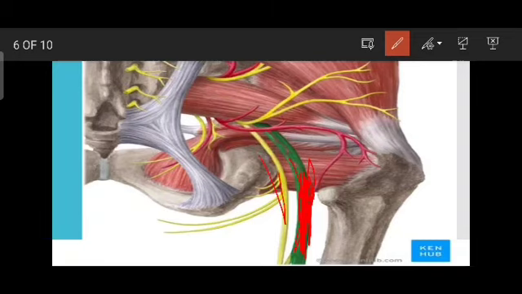And this is the posterior cutaneous nerve, and this is the pudendal nerve, which comes out of the pelvic cavity through the greater sciatic foramen and immediately enters into the lesser sciatic foramen and supplies the perineum region. And this is the inferior gluteal nerve. These are the inferior gluteal vessels, and these are the superior gluteal vessels and superior gluteal nerve.